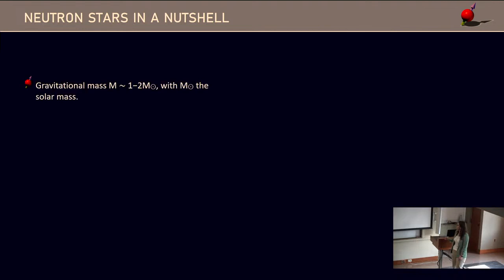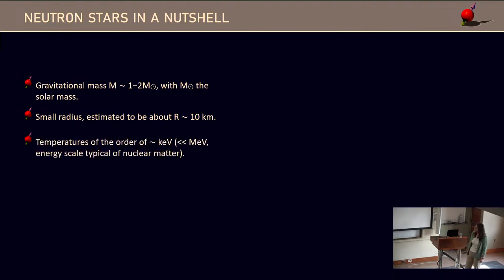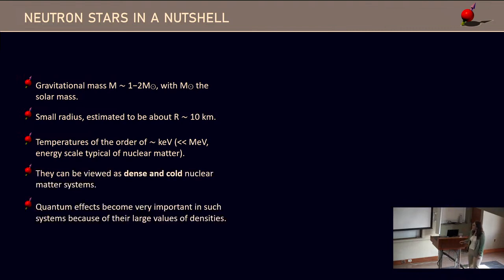So neutron stars have a gravitational mass that is 1 or 2 times the mass of the sun. They have a small radius, usually around 10 kilometers, and the temperatures are orders of magnitude lower than the typical energy scale of nuclear matter. So because of these properties, they can be viewed as very dense and cold nuclear matter systems, in which quantum effects are important.